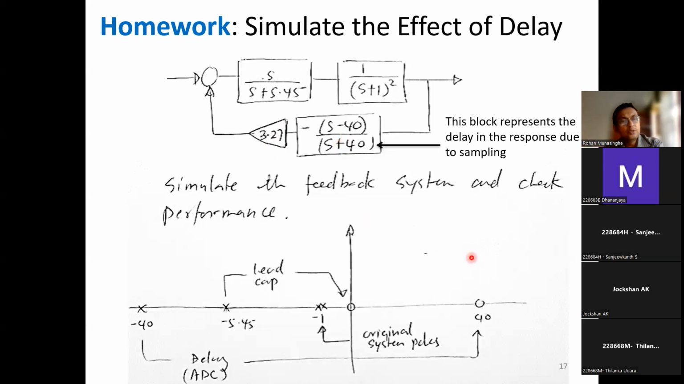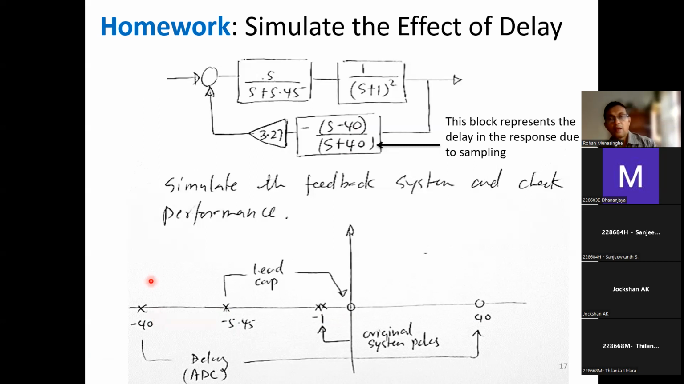Now, if you look at the pole zero plot, it'll look like this. You have the zero at the origin. This is what we fix the zero at. And then two poles at -1 is the original plant. And you have what? 5.45 minus. This is the pole of the compensator. That's also there. And then now you have two other poles over here, -40 and +40. This is for the pole, this is for the zero.